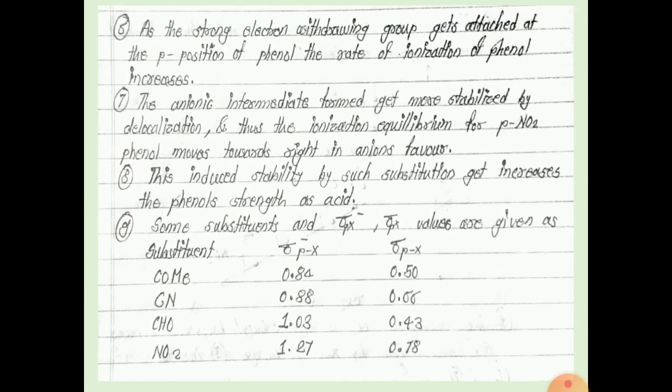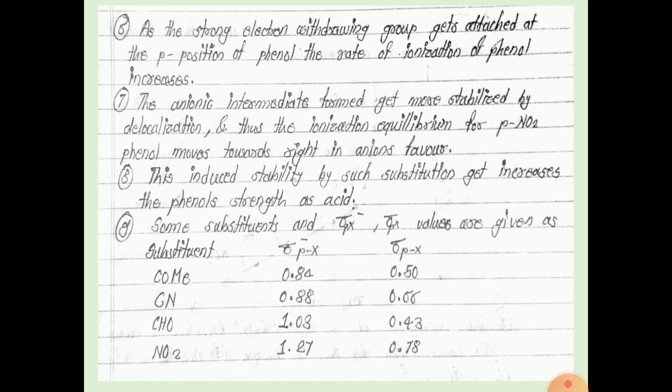As a strong electron withdrawing group gets attached to the para position of a phenol, the rate of ionization of phenol increases. The anionic intermediate formed gets more stabilized by delocalization, and thus the ionization equilibrium for para-nitrophenol is moved towards the right, to the anion. This induced stability by such a substituent increases the phenol strength as an acid.